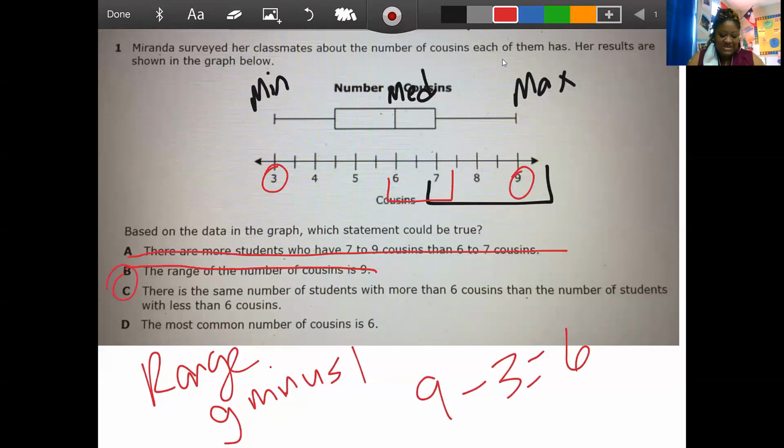Let's see why it's not D. The most common number of cousins is 6. A box plot doesn't tell us the mode. So it does not tell us how many of each number. So we have no way of knowing that. All right, so that's number 1.